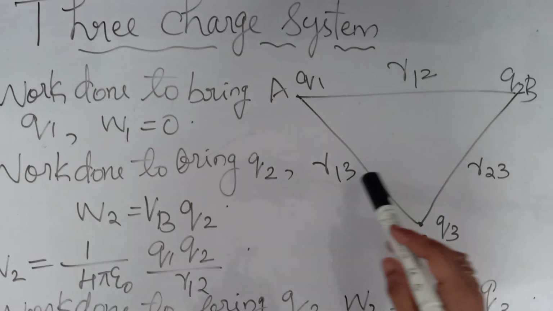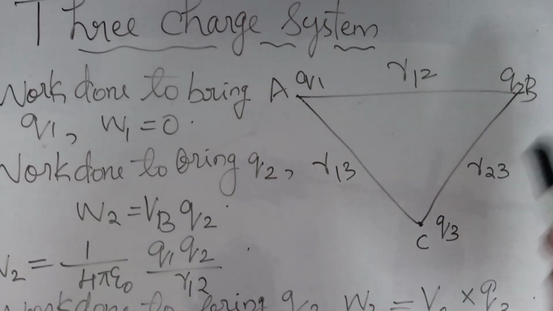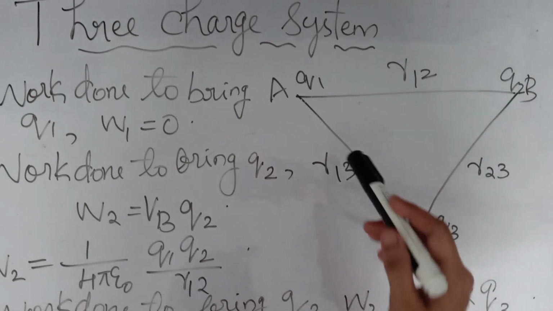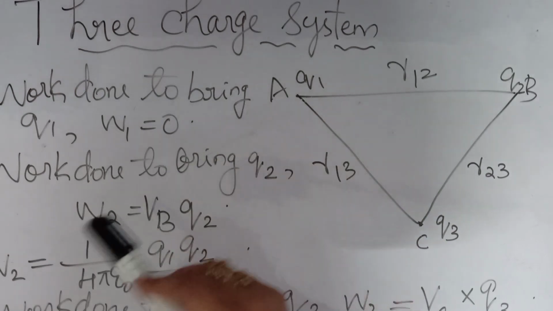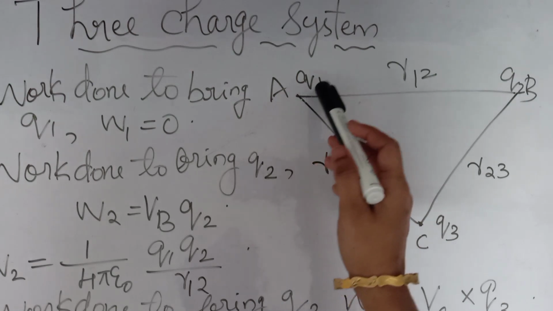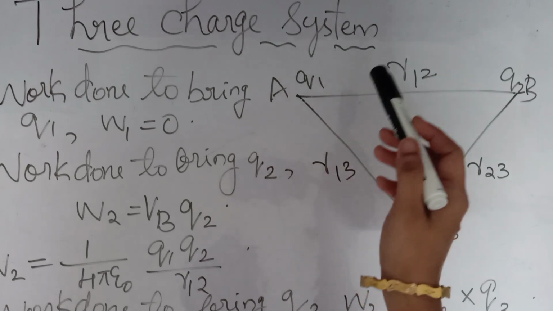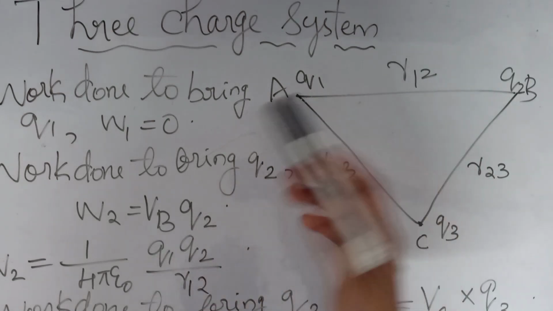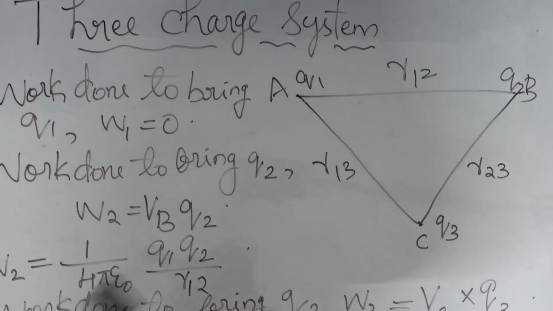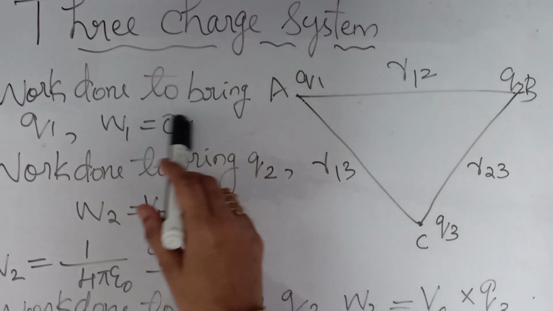Here we have to find the potential energy. So how we can find? First of all we have to bring the charge Q1, then Q2, then Q3 from infinity to the present system. So for that we can consider the charge Q1. If we bring this Q1 charge, what will be the work done? Because we are bringing it from infinity to A, so here there will be no work done, that we have already discussed in the last case, in two charge system. There are no other charges, so the work done will be 0. So W1 is equal to 0.